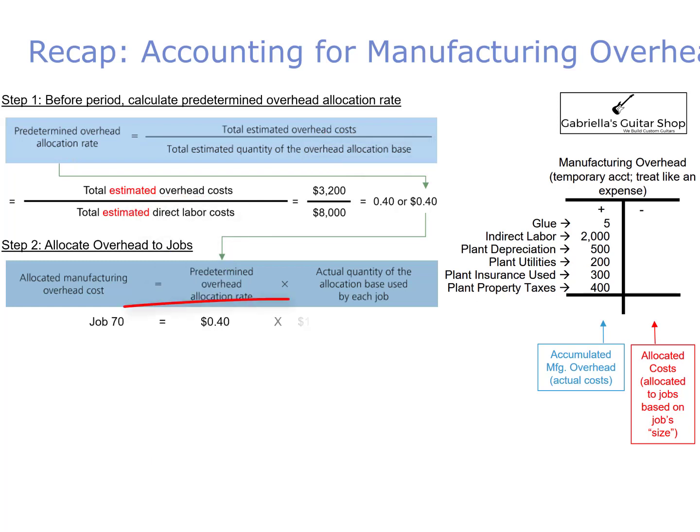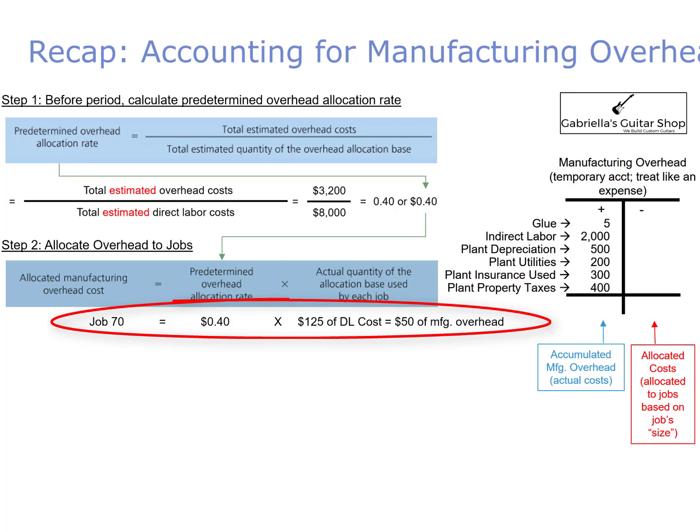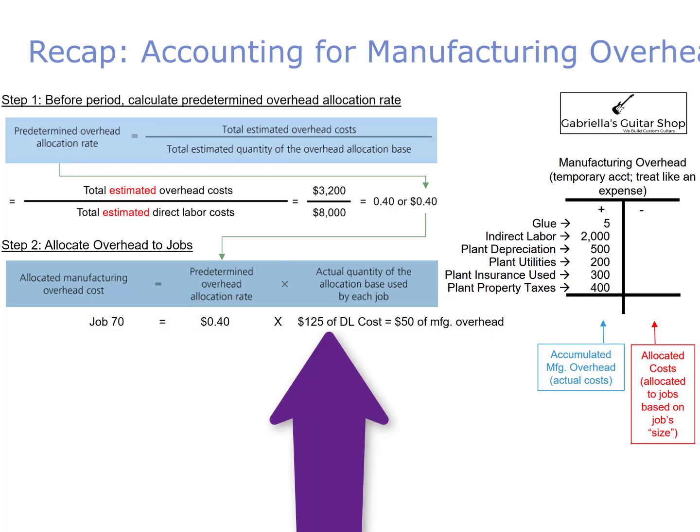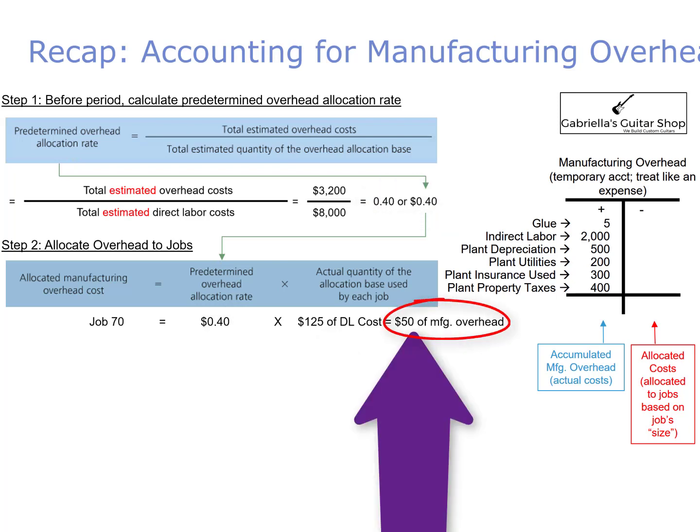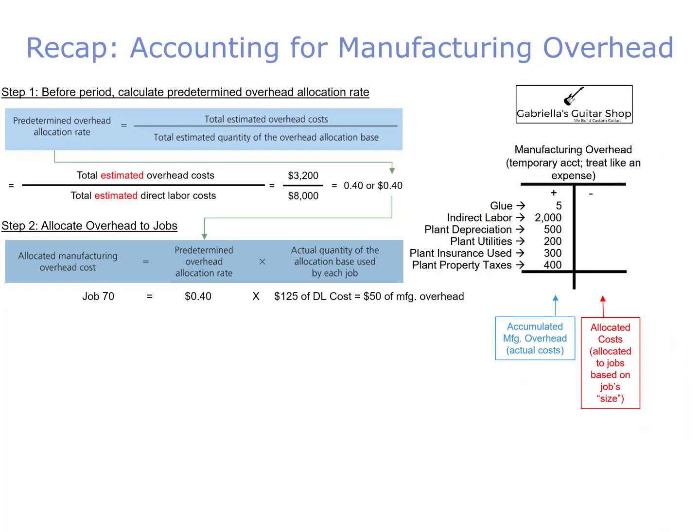So when job 70 was completed, the accountant looked at the job cost record, determined there were $125 of direct labor costs, multiplied that by our predetermined overhead allocation rate of 40 cents, and got a total of $50 of overhead being allocated to job 70. So we lowered manufacturing overhead by crediting it $50 and added $50 of overhead to job 70's job cost record.